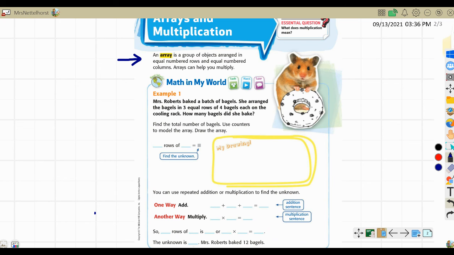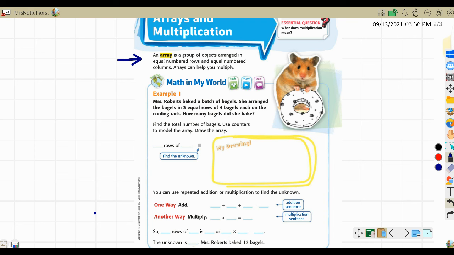So let's read our word problem first without the numbers and without the question, and then we'll go back, reread with the numbers, and then with the numbers and the question. So you can read it aloud with me if you feel comfortable doing that. Okay, so Mrs. Roberts baked a batch of bagels. Sounds like a tongue twister, doesn't it?